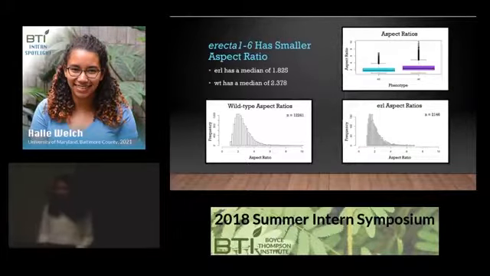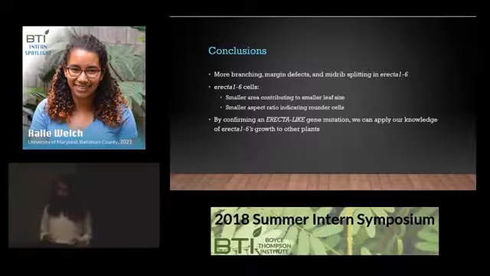So in conclusion, the erecta has much more branching, margin defects, and midrib splitting than the wild type. It also has a smaller cellular area and a smaller aspect ratio that indicate these cells are much rounder. These suggest that the erecta-like gene mutations are causing severe growth and developmental issues. And once we are certain that the erecta-like gene mutation causes this phenotype, we can begin to go further and see how it works in other plants as well.